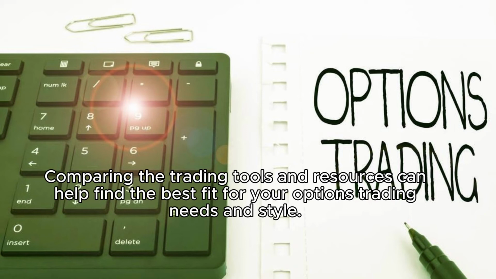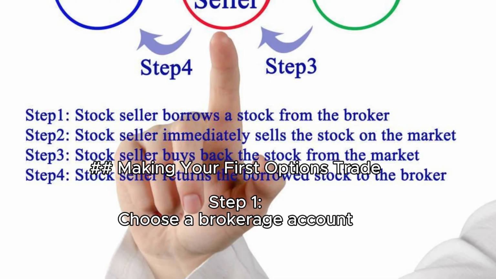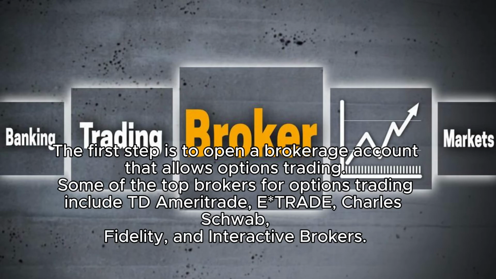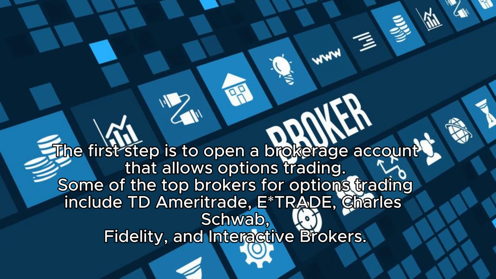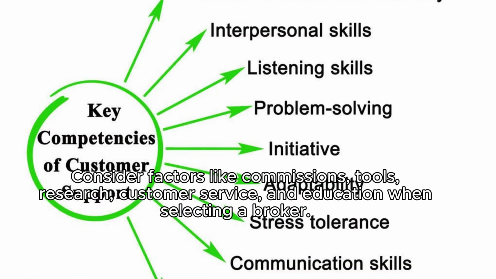Comparing the trading tools and resources can help find the best fit for your options trading needs and style. Making your first options trade. Step 1. Choose a brokerage account. The first step is to open a brokerage account that allows options trading. Some of the top brokers for options trading include TD Ameritrade, E-Trade, Charles Schwab, Fidelity, and Interactive Brokers. Consider factors like commissions, tools, research, customer service, and education when selecting a broker.